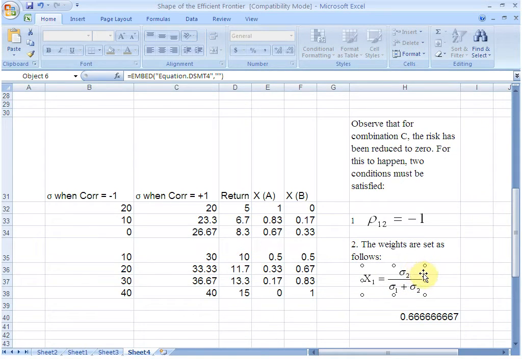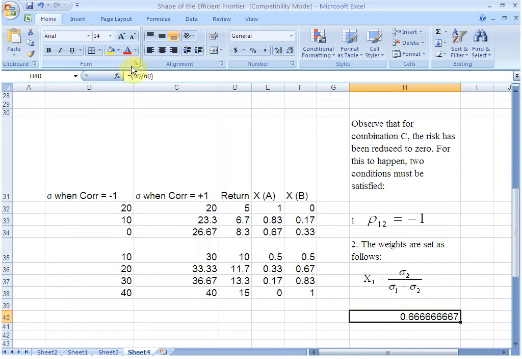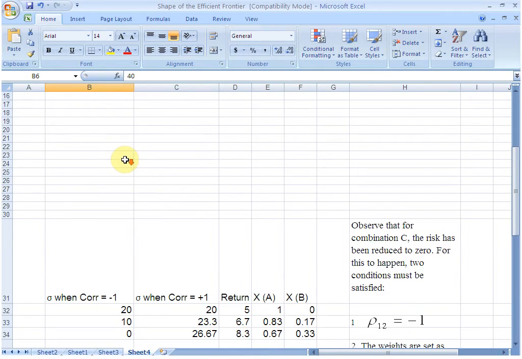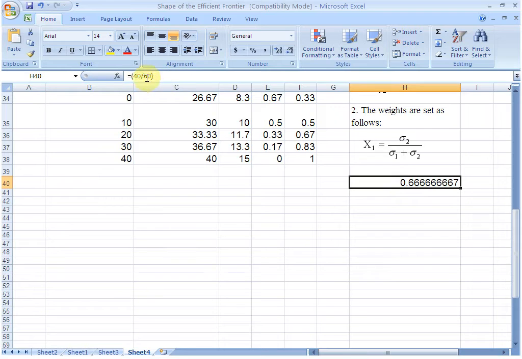where in the numerator we write the standard deviation of the second asset, which would be the standard deviation of asset B, and we divide that by the sum of both the standard deviations, and we have done that in this cell here. If I show you the formula, look here in the formula bar, we have written in the numerator 40, which is the standard deviation of asset B, and in the denominator we have written 60, which is the sum of both the standard deviations. Both the standard deviations, 20 plus 40 gives us 60, and that is what we have in the denominator here.